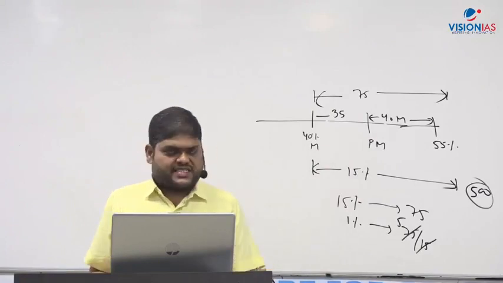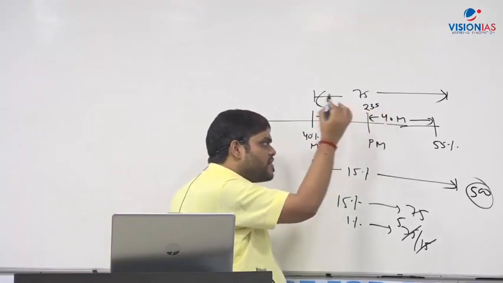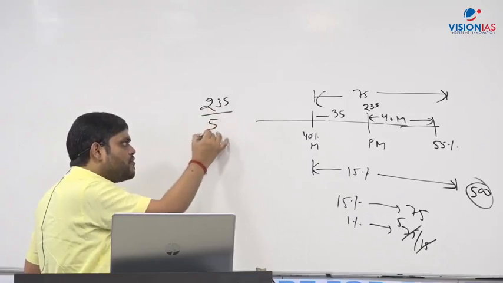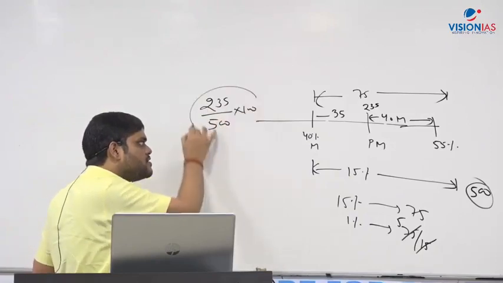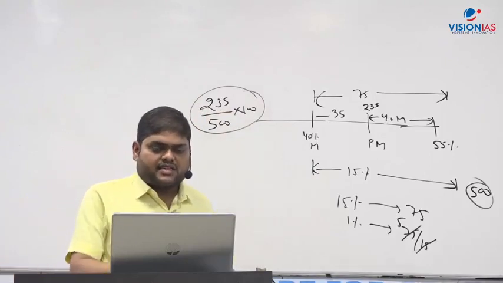Find the pass percentage. So the passing marks is 235 out of 500, into 100. This is your passing percentage.